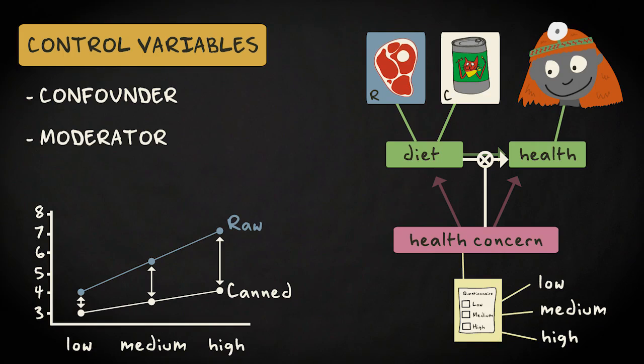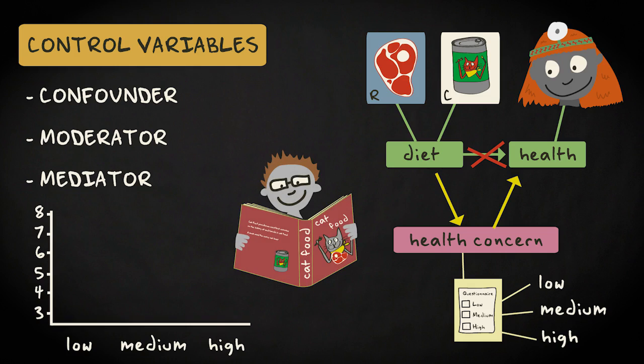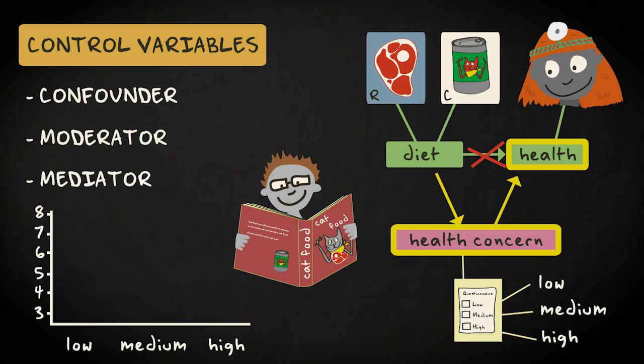Thirdly, health concern can mediate the relation between diet and health, meaning diet does not influence health directly, but only indirectly through health concern. The example is a bit far-fetched here, but feeding a raw meat diet requires owners to educate themselves about food preparation and portioning. This might lead owners to become more concerned with their cat's health, leading to other changes, such as portion control and more visits to the vet, which are in fact responsible for an increase in cat health. Diet influences health indirectly through the intermediate variable health concern.